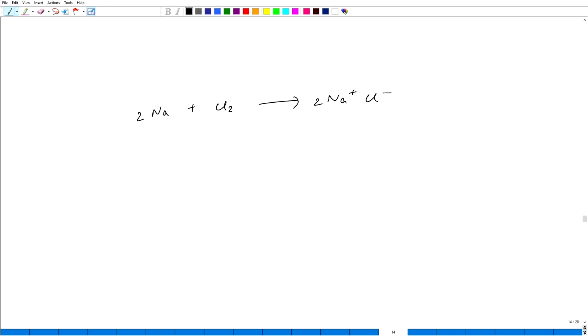Okay. You must have also studied this in chemical bonding, that sodium is losing one electron. Sodium losing one electron, Na forms Na+.